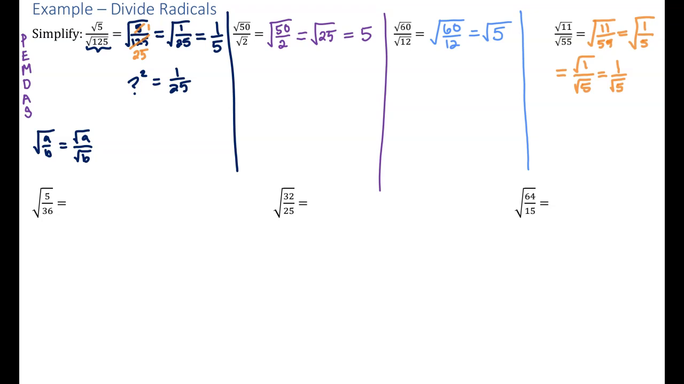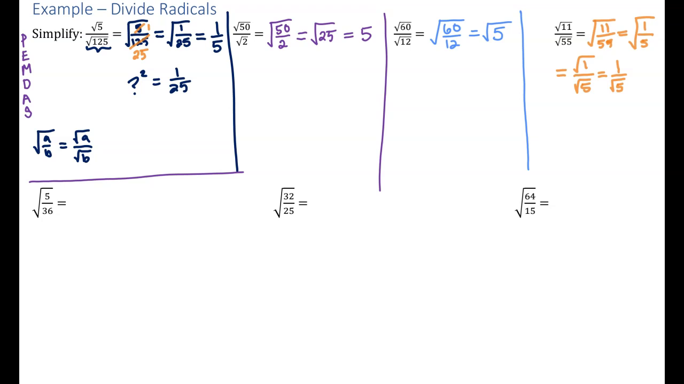So if you can make that happen, do it. Again, we have a root 5 in the bottom. If I could extract a perfect square out of that, I would, but I can't. So this is as far as I'll go. Okay, let's see what we have down below. The square root of 5 over 36. So I can't reduce that at all.